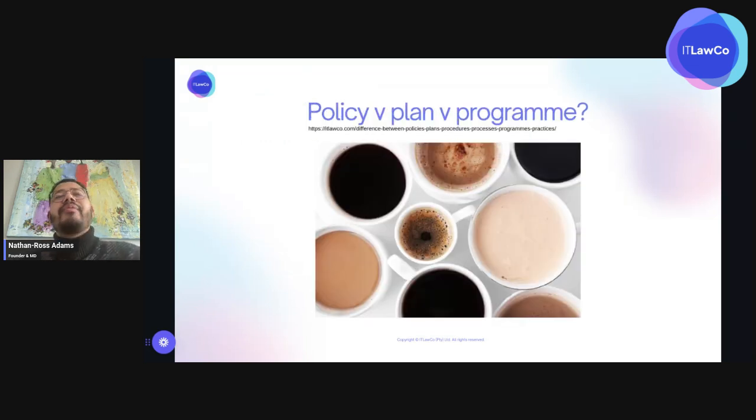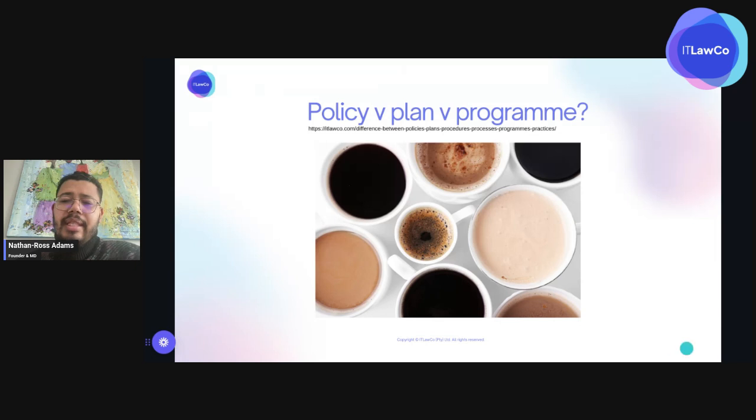But let's move along. So I've been using various terminology, and it makes sense for me to define it so that I create clarity for you and that you understand the approach from which I'm coming. So typically, there's much confusion between what a policy, plan, procedure, program, process, practice, all of the P's, what they effectively mean. And I've written a post on it, which you can have a look at under the insights section on the IT Lawco website: the difference between policies, plans, procedures, processes, programs, and practices. I couldn't believe I just said that.